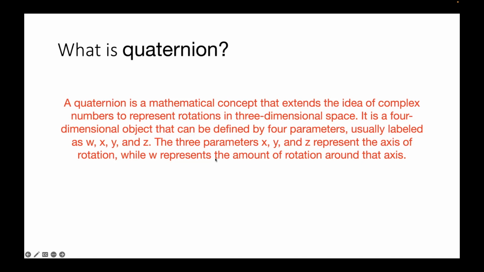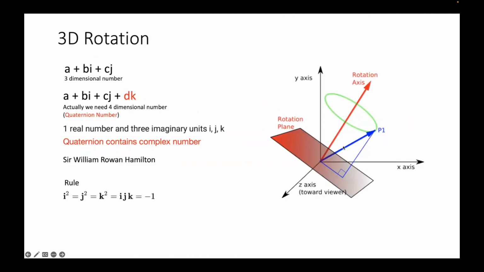Like here, we need X, Y, Z. If you represent this vector, you need X, Y, Z. And when it rotates, W is how much it's rotating. Maybe 5 degree, 10 degree, 30 degree, 90 degree. So W represents the amount of rotation.